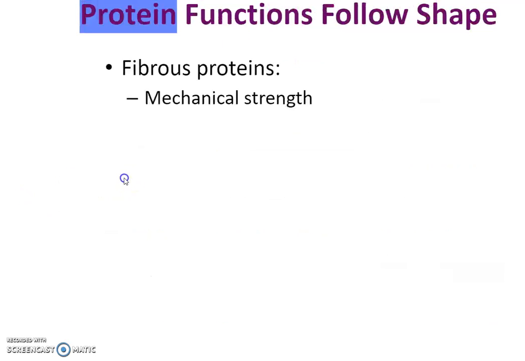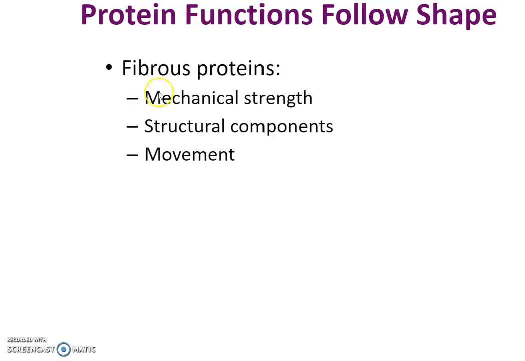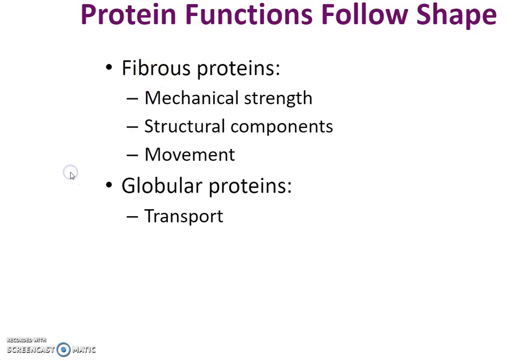So protein functions follow the shape. Fibrous proteins, they tend to have mechanical strength. They're structural components for movement. We find these in muscles, the actin and myosin. Globular proteins, so the ones that look like blobs, transport of things, regulation, so they trigger things to happen in and out of the cell.